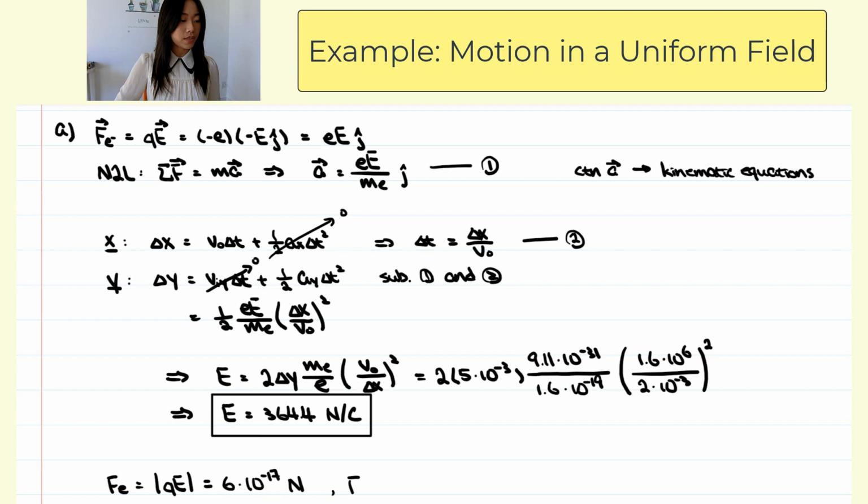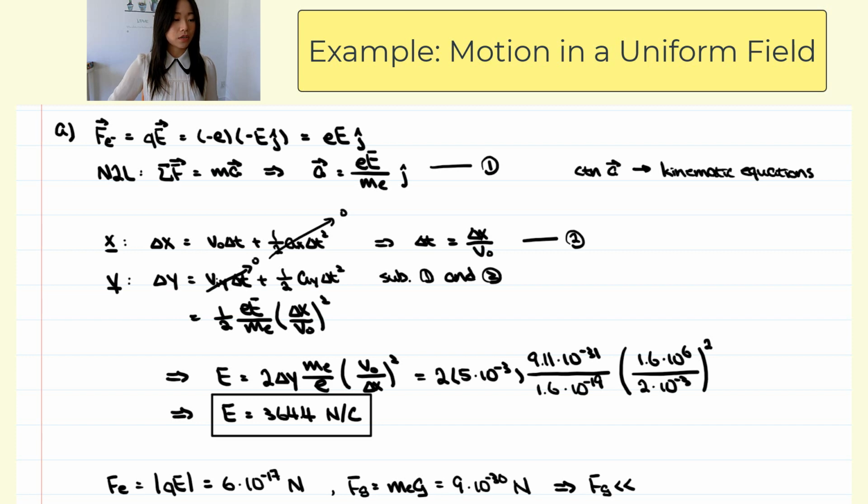And the gravity force, its magnitude is mass of the electron times g, 9.8. And we get 9 times 10 to the power of negative 30. So we found that the gravity force is a lot smaller than the electric force. So we just justify that it is okay to ignore the gravity force, since its magnitude is a lot smaller compared to the electric force.